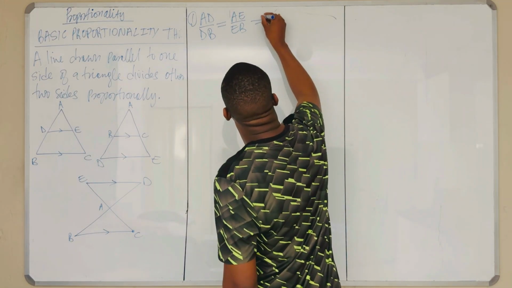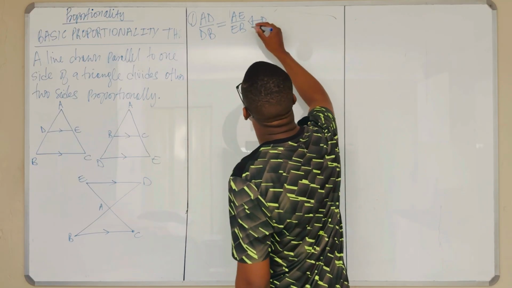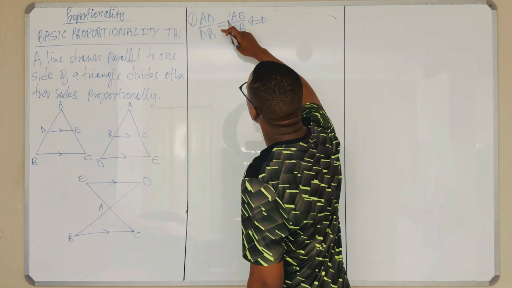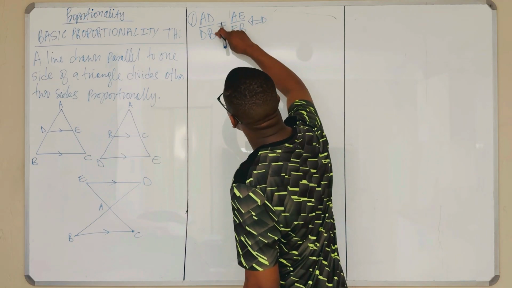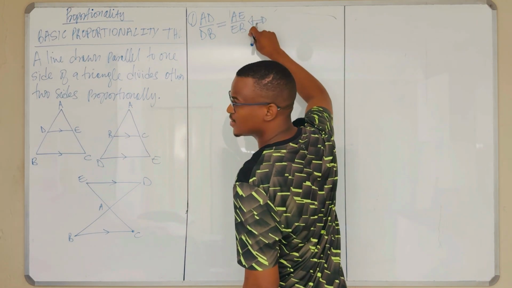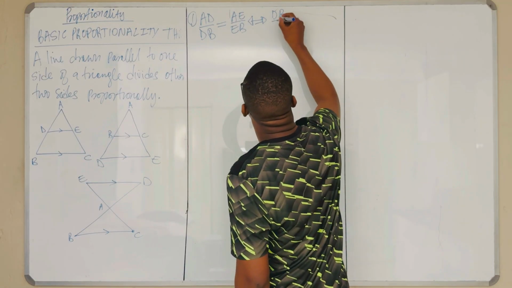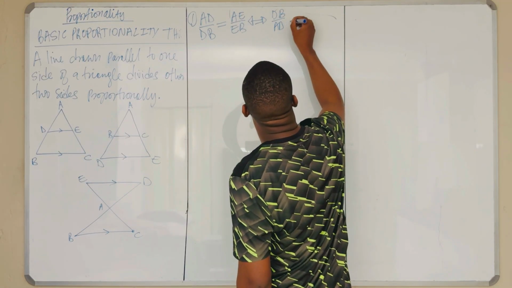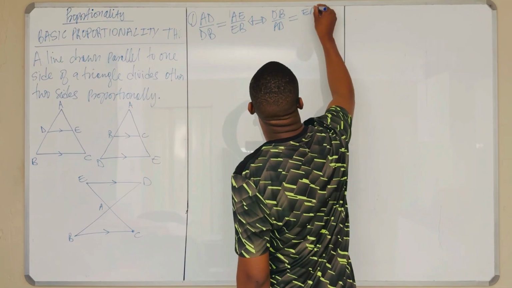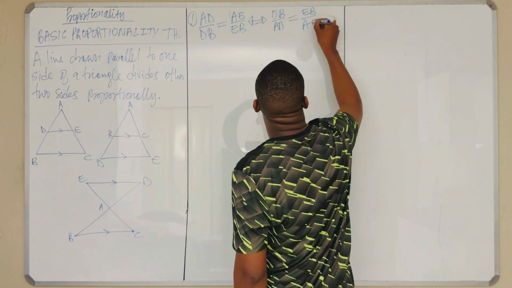Even the opposite holds, which is, if you say AD over DB is equal to AE over EB, even if you say DB over AD, it equals EB over AE. This holds.